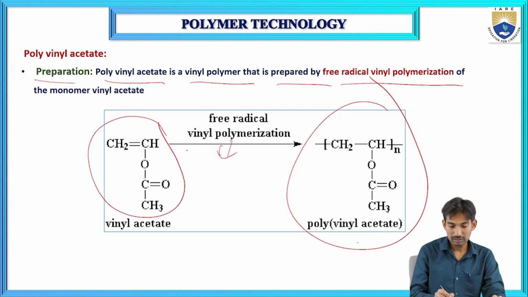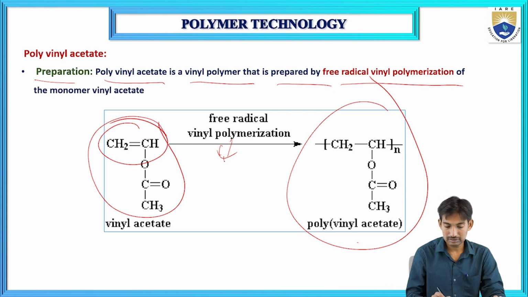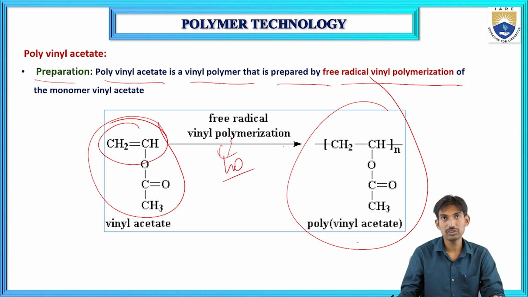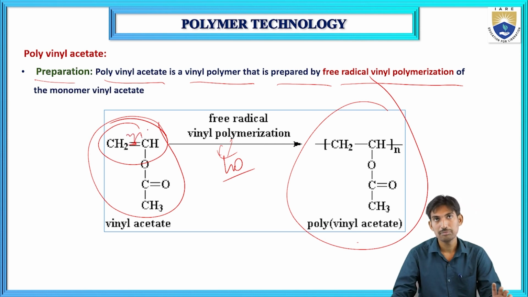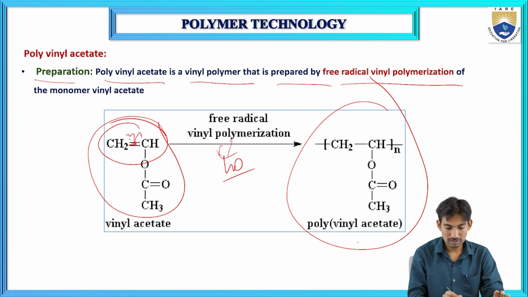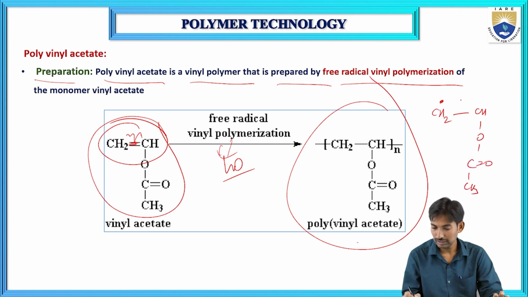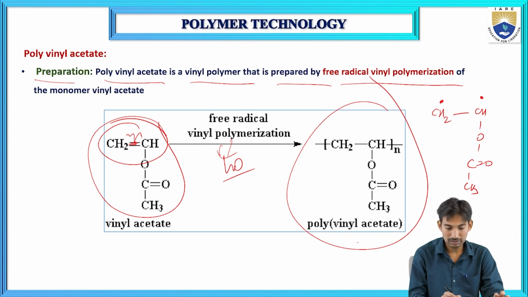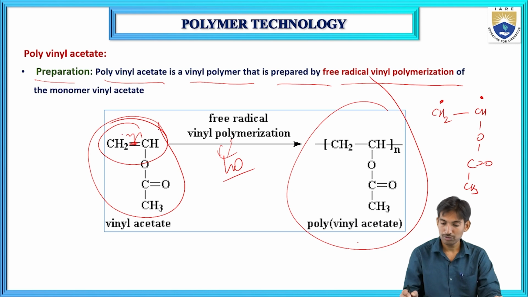See, this contains a double bond. In the presence of light or sunshine, this double bond will undergo homolysis breakage. It means this double bond will form two free radicals, CH2 and CH-O-C double bond O-CH3, one free radical here and one free radical here. This bond breakage takes place in the presence of sunlight, and it will form two free radicals.